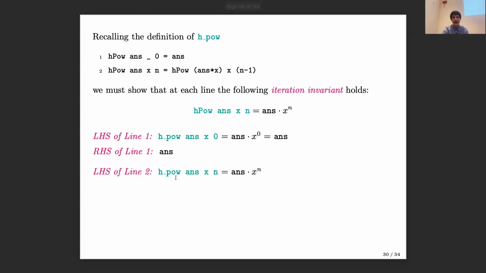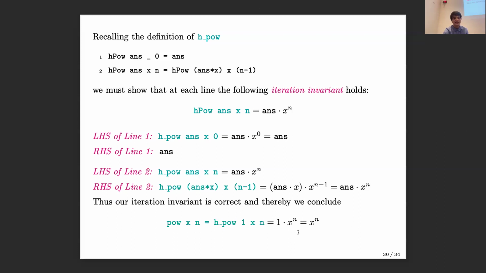Line 2: the left-hand side of this, right, is h pow answer x n, which is equal to this. That's how I've defined it. Nothing else to do. But the right-hand side, well, if I take these inputs and I take answer times x, that becomes this. I take x, it becomes that. This n minus 1 becomes this. I get answer times x to the n minus 1. And if I take that x and combine it with this one, you get this. Is it the case that the left-hand side of 2 is equal to the right-hand side of 2?